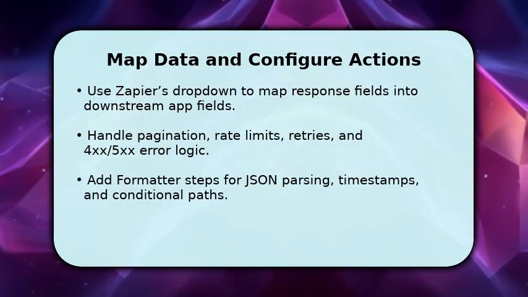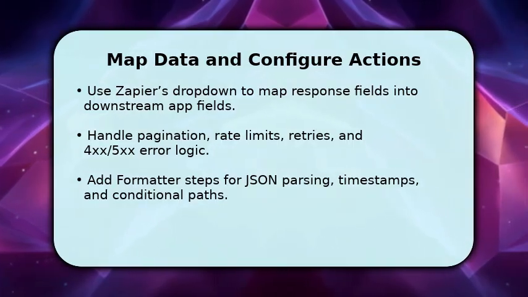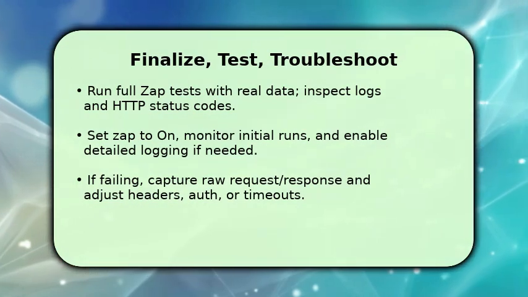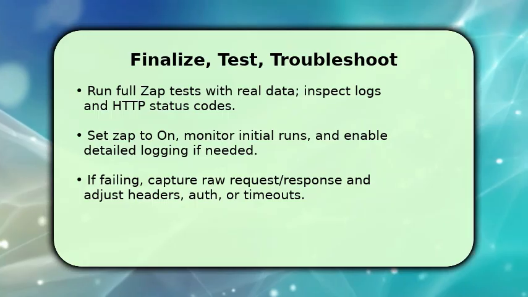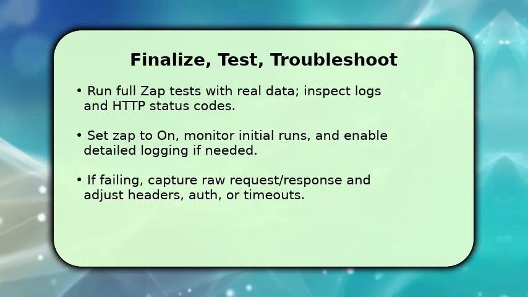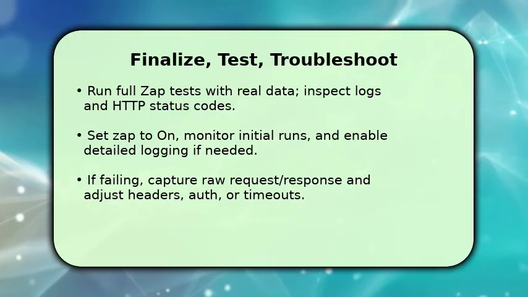You finish by running end-to-end tests with real data and checking Zapier task history for HTTP statuses and payloads. Once satisfied, turn the Zap on and monitor the first few runs closely. Enable more verbose logs if behavior is inconsistent.